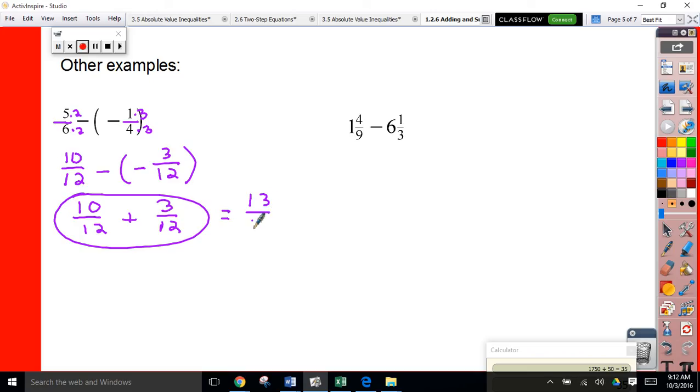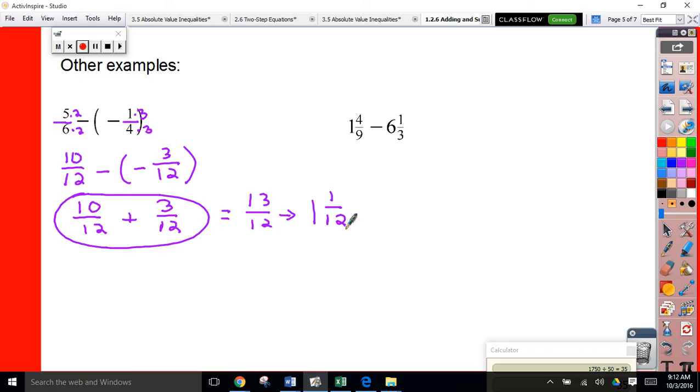Good, 13 over 12, and that simplifies to 1 and 1/12. Now we make sure the sign of the answer is correct based on the rules. We just added two positive numbers because this minus negative means positive. So we don't look at this and say, oh, but that was negative. No, they're both really positive. So our answer we would expect would be positive.